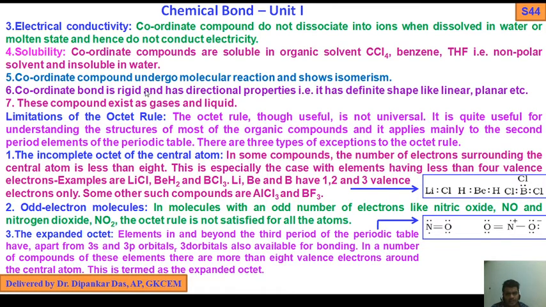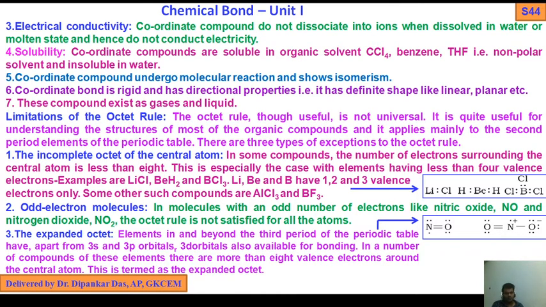Why it is called a rigid bond, I have already discussed. So: electrical conductivity, solubility, chemical reactions, isomerism. The bond is rigid and has directional properties. It also has a shape: linear, planar, TBP, tetrahedral, etc. And these compounds also exist as gases and liquids. Now I have discussed three types of bonds: covalent bonds, ionic bonds, and coordinate bonds, with their conditions, examples, and properties.